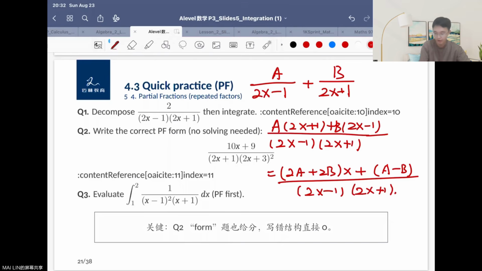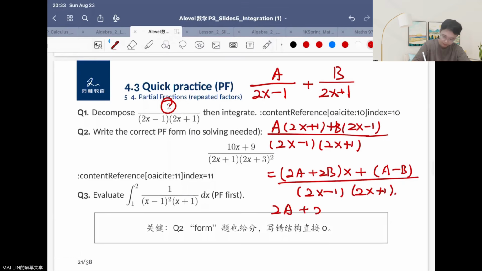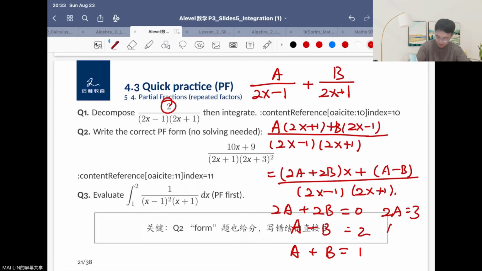For this equation, we want to make sure it equals the numerator, so we set 2A plus 2B equals 0 and A minus B equals 2. So we have A minus B equals 2 and also A plus B equals 0. Then 2A equals 3, so A equals 3 over 2 and B equals negative a half. That is the first problem.